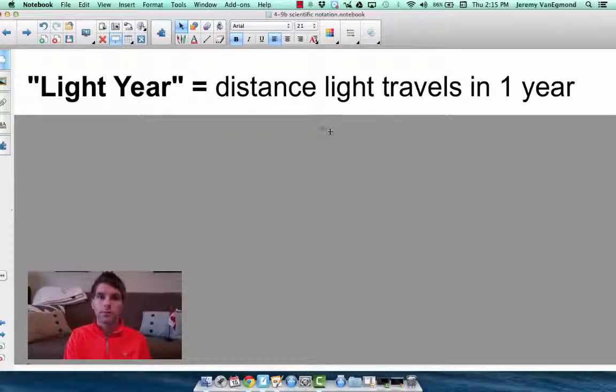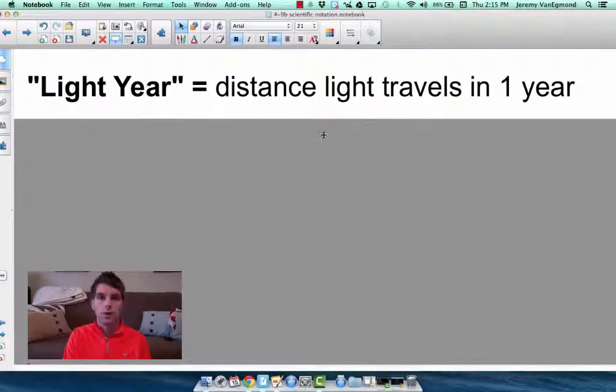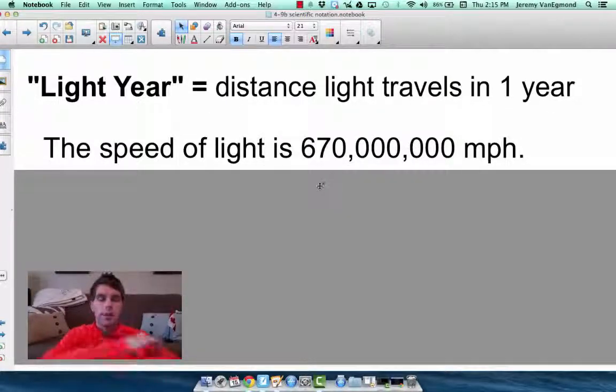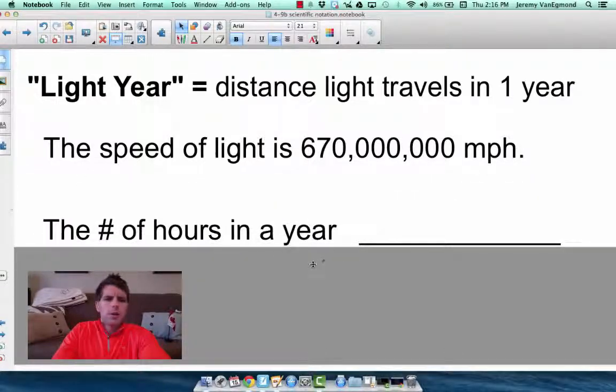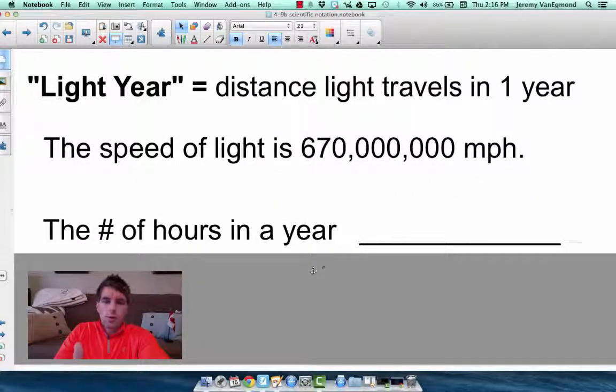that would be considered the distance of a light year. Okay, so we're going to first look at the fact that, again, the speed of light is 670 million miles per hour. It can travel 670 million miles in 1 hour. And then we're going to also consider the number of hours in a year. If we multiply how far light travels in 1 hour by the number of hours in a year, then that will be the number of miles that light travels in that year.